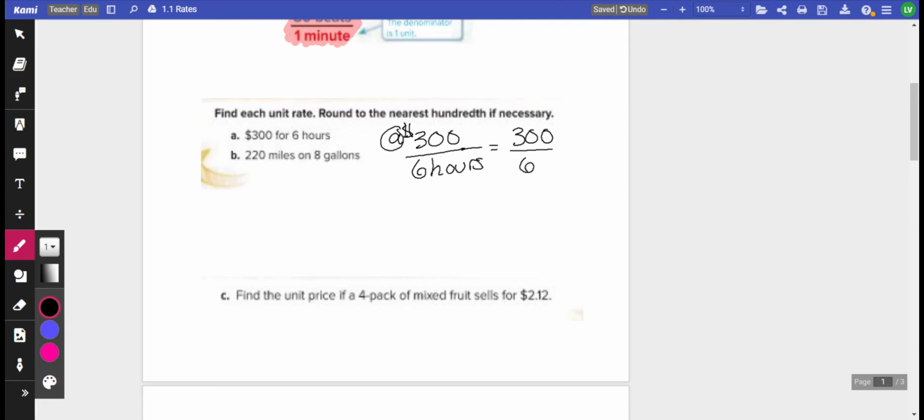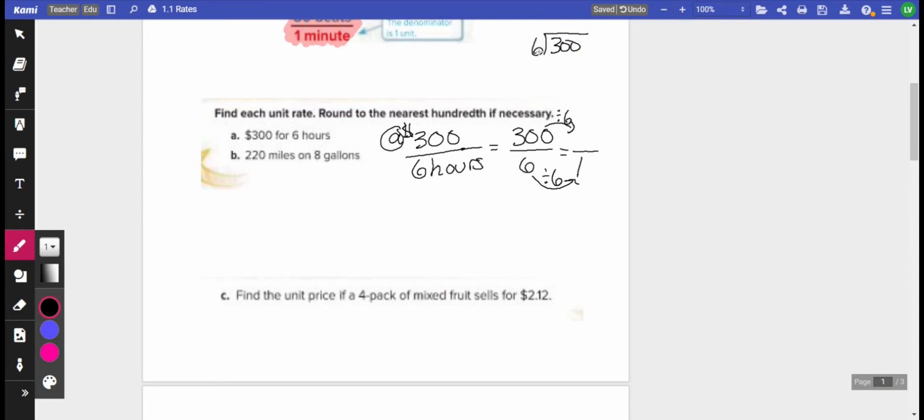Well, I want to reduce this down so I have a unit rate, which means I have a 1 in the denominator. In order to get from 6 to 1, I need to divide the denominator by 6. Whatever I do to the denominator, I have to do to the numerator. So that means I have to do 300 divided by 6. You can use a calculator or you can show your work to the side.